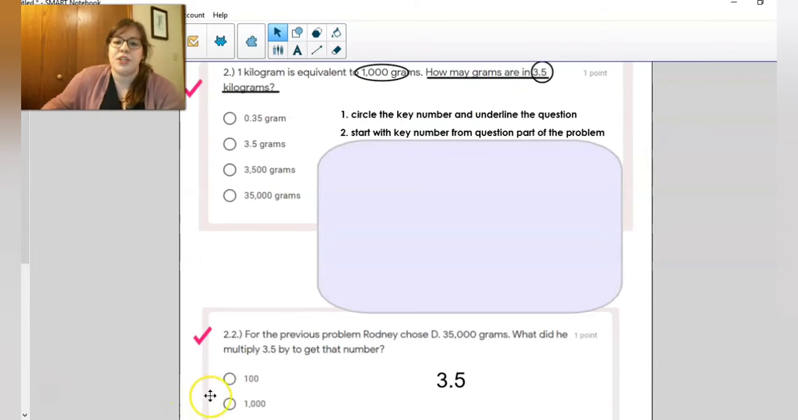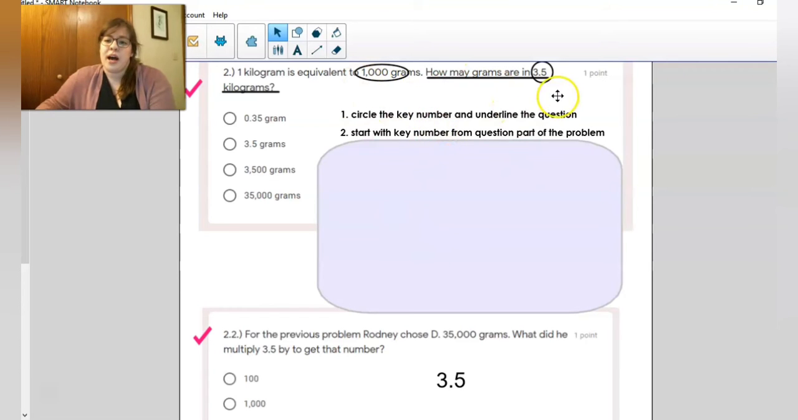Alright, so now for number 2, it says that 1 kilogram is equivalent to 1,000 grams. How many grams are in 3.5 kilograms? So I always start these problems by circling the key number and underlining the question. These are the first 2 steps in our cube strategy, and it really helps you see what is the important information in these problems.